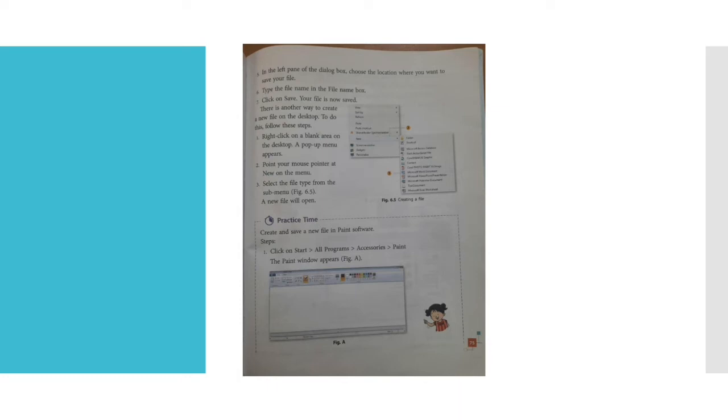Can you see the picture on the right side? Yes. Select the file name from the sub-menu. A new file will open. See, the Microsoft Word document is open. It is named as 3.